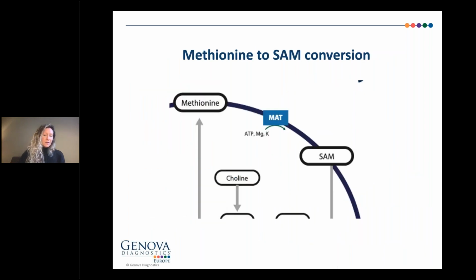So once homocysteine is converted to methionine, methionine is then converted into SAM, and this is done via the MAT enzyme, or the methionine adenosyltransferase enzyme. As you can see, this enzyme depends on ATP, magnesium, and potassium. So a depletion in any of these compounds or nutrients can downregulate SAM production. There's also the possibility that someone can have a SNP in the MAT enzyme, which has a downregulating impact on the activity of that enzyme, and that of course can lead to a depletion in SAM as well.